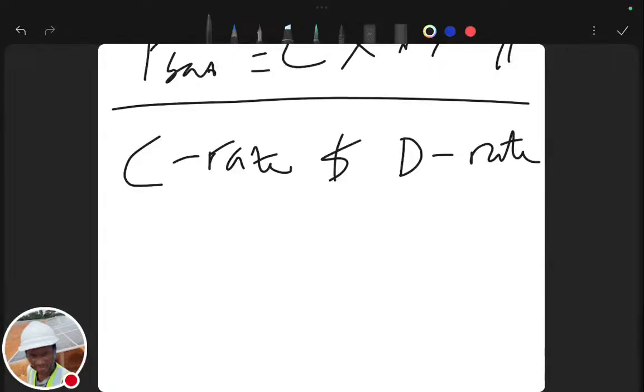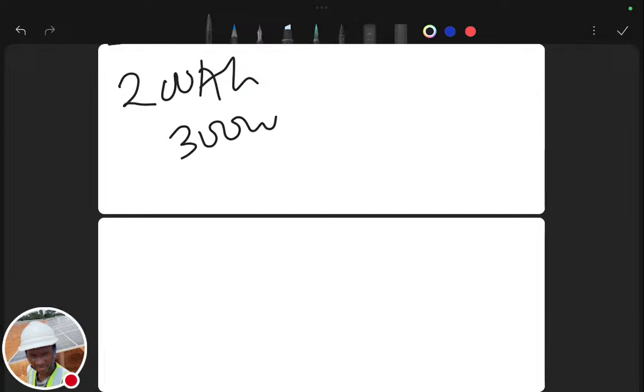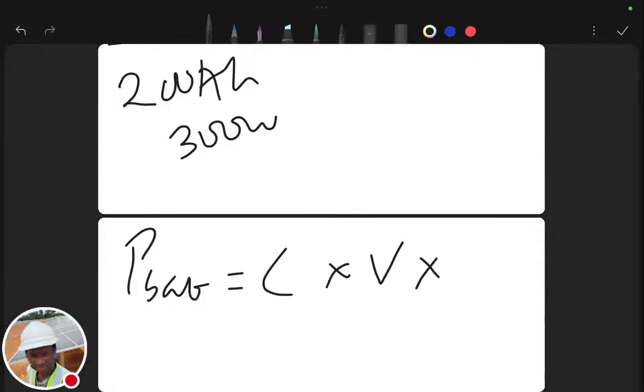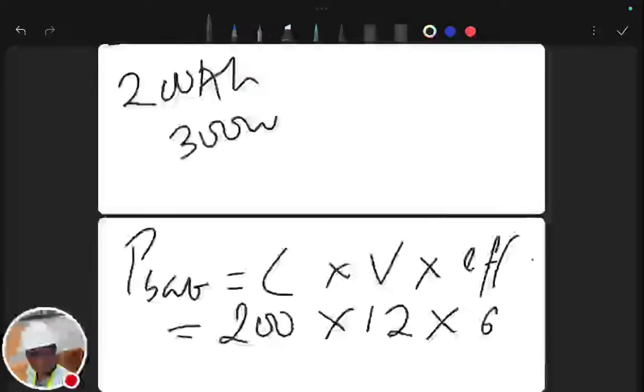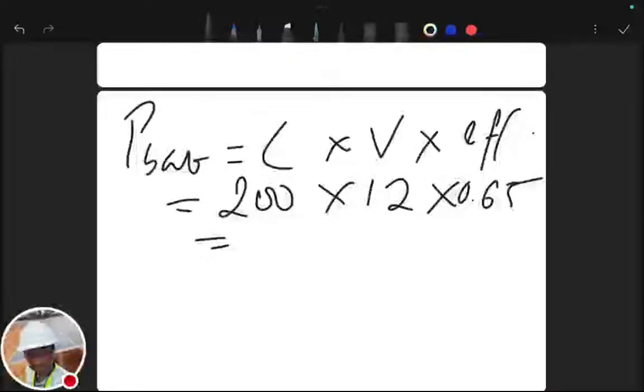So let's do a bit of mathematics. Let's calculate how long a 200 Ah dry cell battery is going to last if it's powering a 300 watts load. In that case, we need to first calculate P bat. P bat is going to be the capacity times the voltage times the efficiency. So that's going to give us 200 times 12 times 0.65. That's 2,400 times 0.65. Am I correct? So that's going to give us 1560 watts.